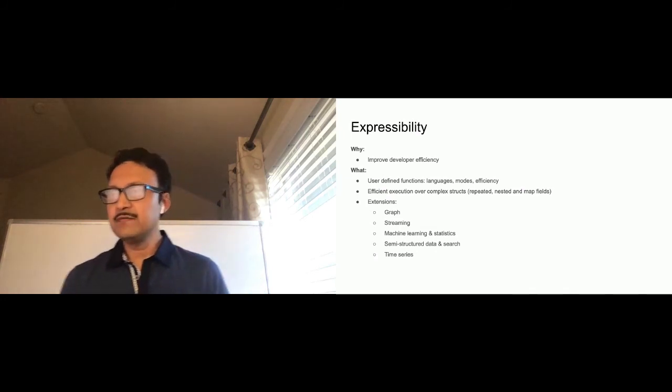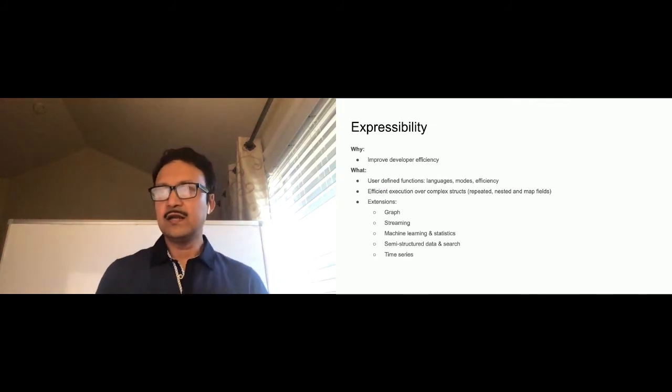And finally, we are looking at a bunch of extensions. These are fairly early. The graph one is something that we are hacking on, and some of the results have been interesting. We're looking at streaming. I think Girish mentioned that.